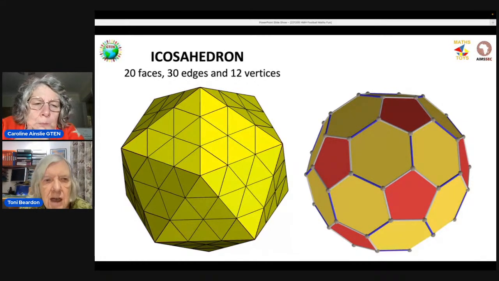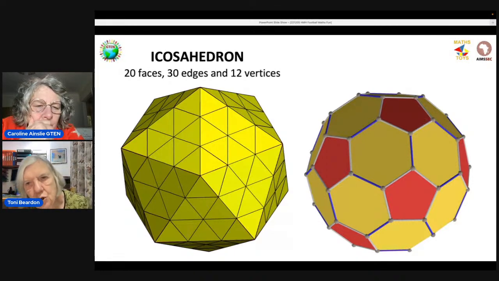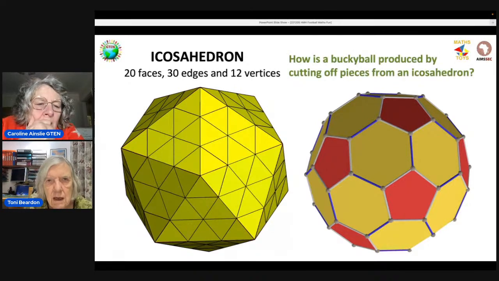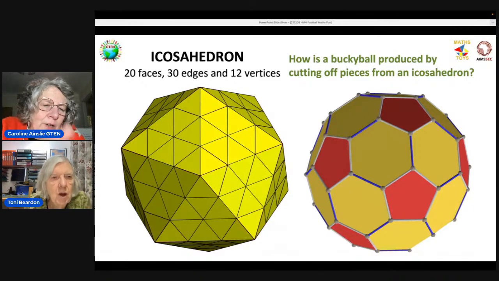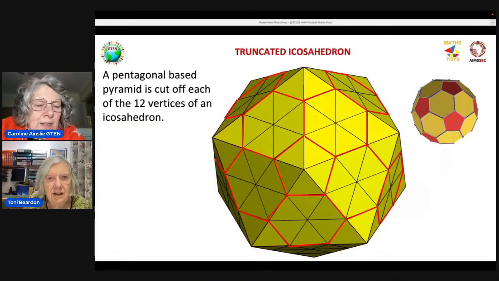On the left. You'll see why I have put 9 triangles on every face here, because we're now going to imagine ourselves with a knife cutting off pieces of that icosahedron and producing the shape on the right. Okay, so I can see on every vertex, you can actually see the shape of a pentagon just under it. So you're actually cutting off a pentagonal pyramid off of every vertex. Yes, there you are. Red lines show the cuts.